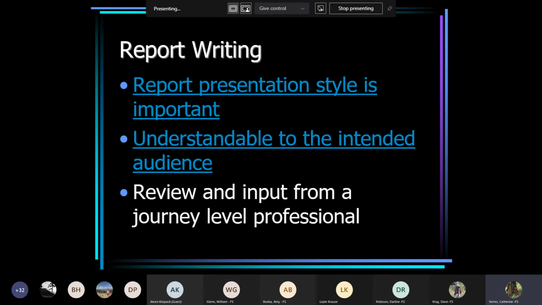Another part of the report writing is that you're going to have review and input from a journey level professional. Most of the time when you write the report, I would send it off to the fisheries biologist at that district level for them to review. And then they can give you input about what kind of recommendations they may suggest.